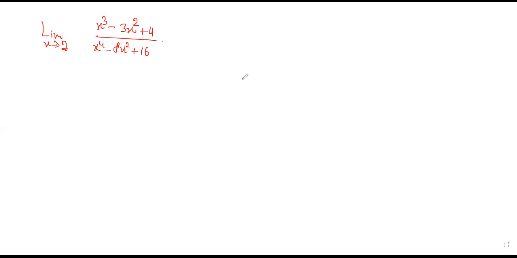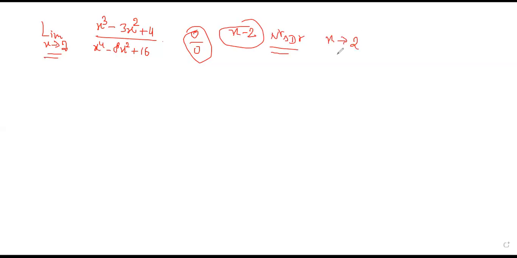You know that the question of the limit is only and only when it will be 0 by 0 form. And when you put directly x is equal to 2, then it will be 0 by 0. Yes or no? Okay. So it means x minus 2 is the factor of numerator and denominator both, because x tends to 2. If you put x is equal to 2, it means x minus 2 is the factor.